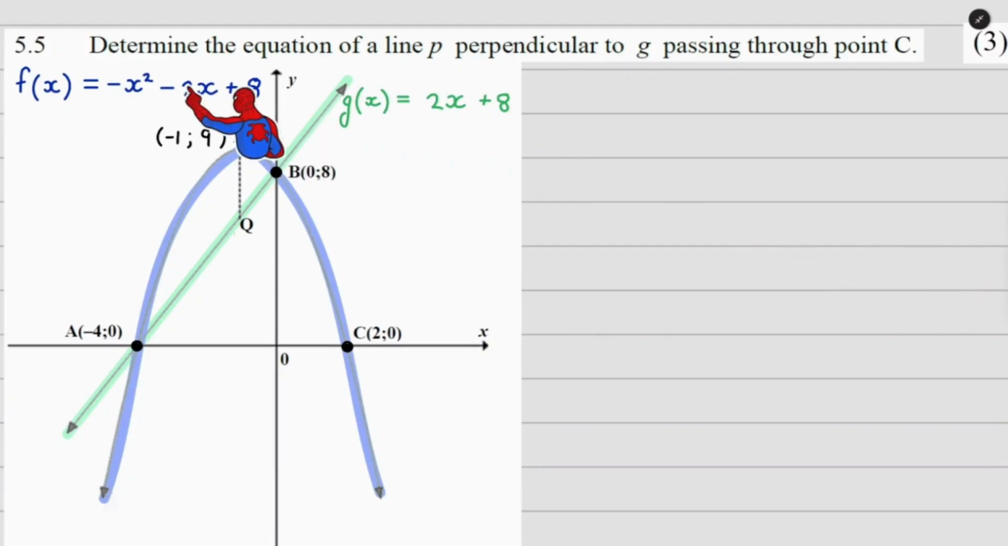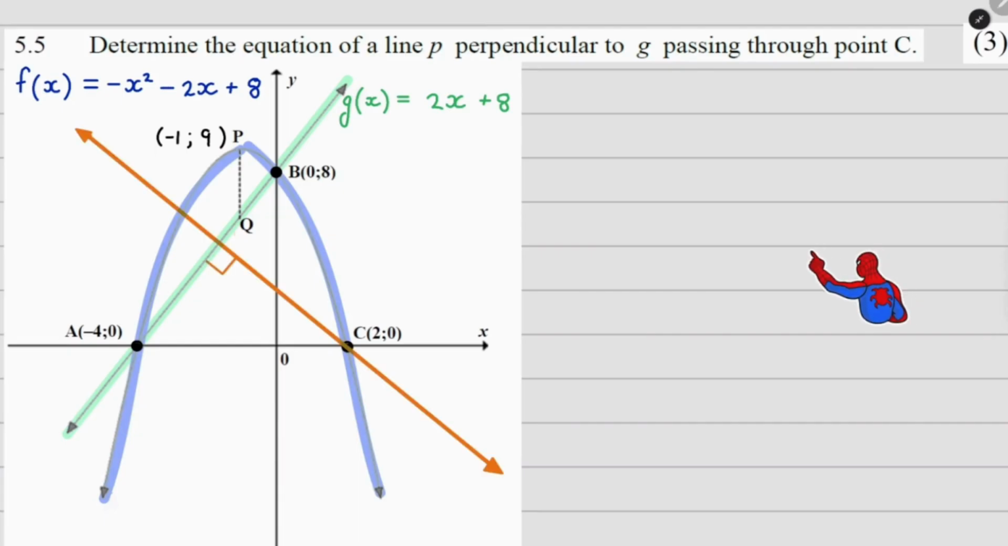In 5.5, we need to determine the equation of a new line P that is perpendicular to G and it passes through the point C. So let's draw that so we can understand what we're actually doing. So we know 2 things about this line. It is perpendicular to G, which is the green graph. So the orange graph I've represented as P. So it's perpendicular, aka at a 90-degree angle. And it also passes through point C. So it's going to go through point C over there.